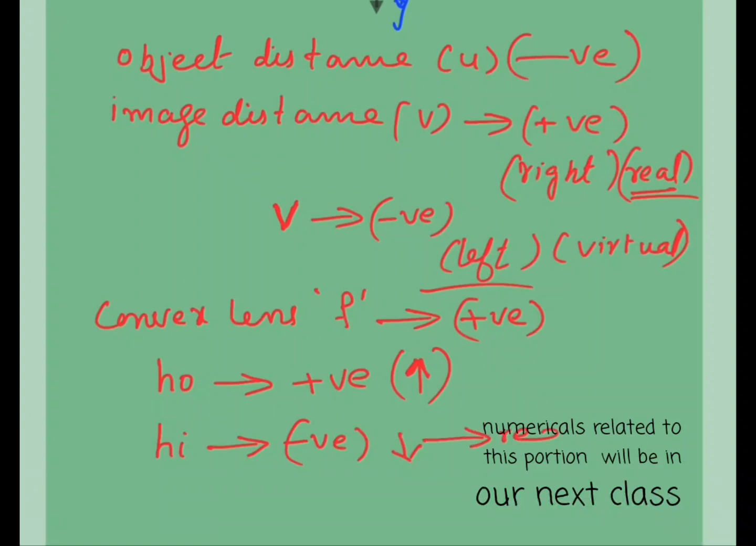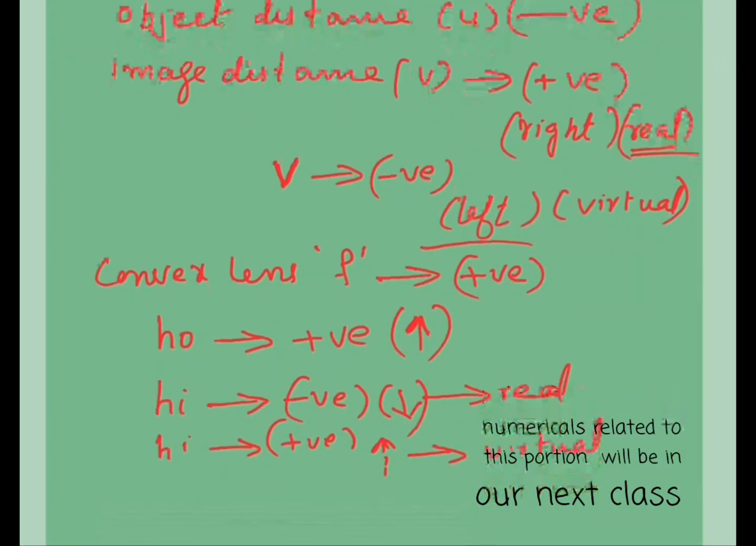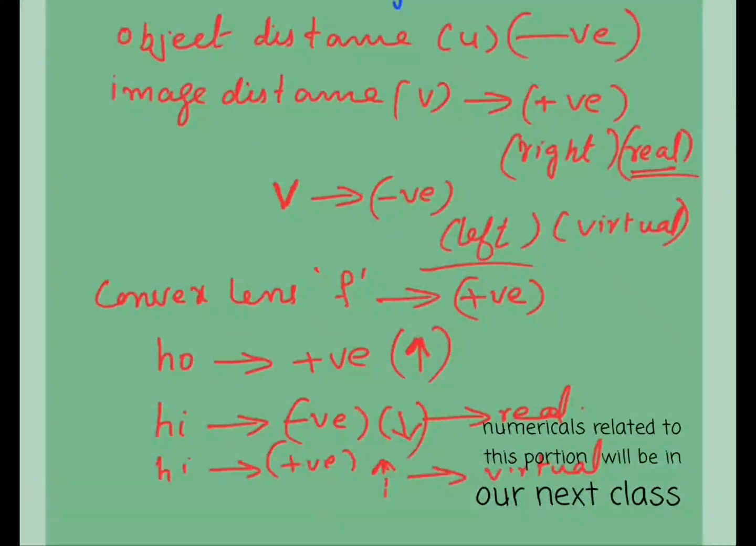Inverted means it is a real image. Inverted and real image. And the height of the image will be positive if it is a virtual image. So a virtual image, you know, will always be erect. Okay, so if you have these things in your mind, then it will be easy to solve the numericals. So this is the case of a convex lens.